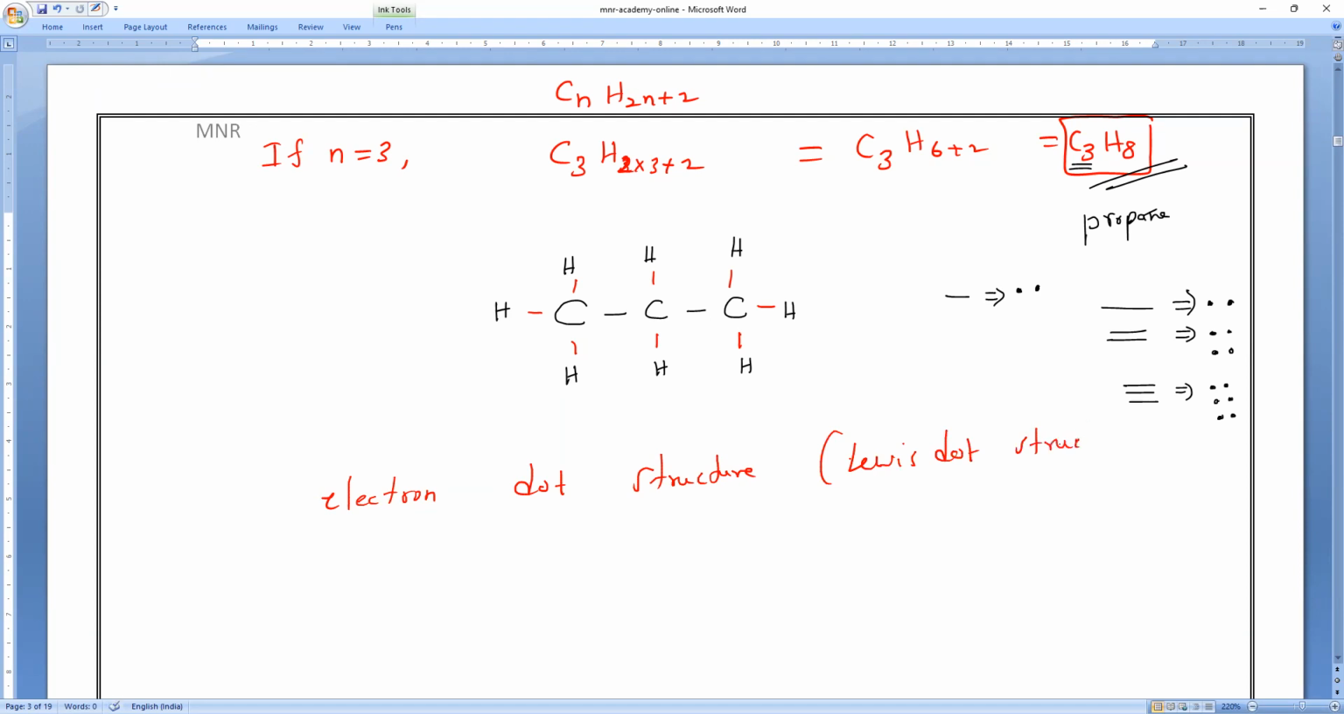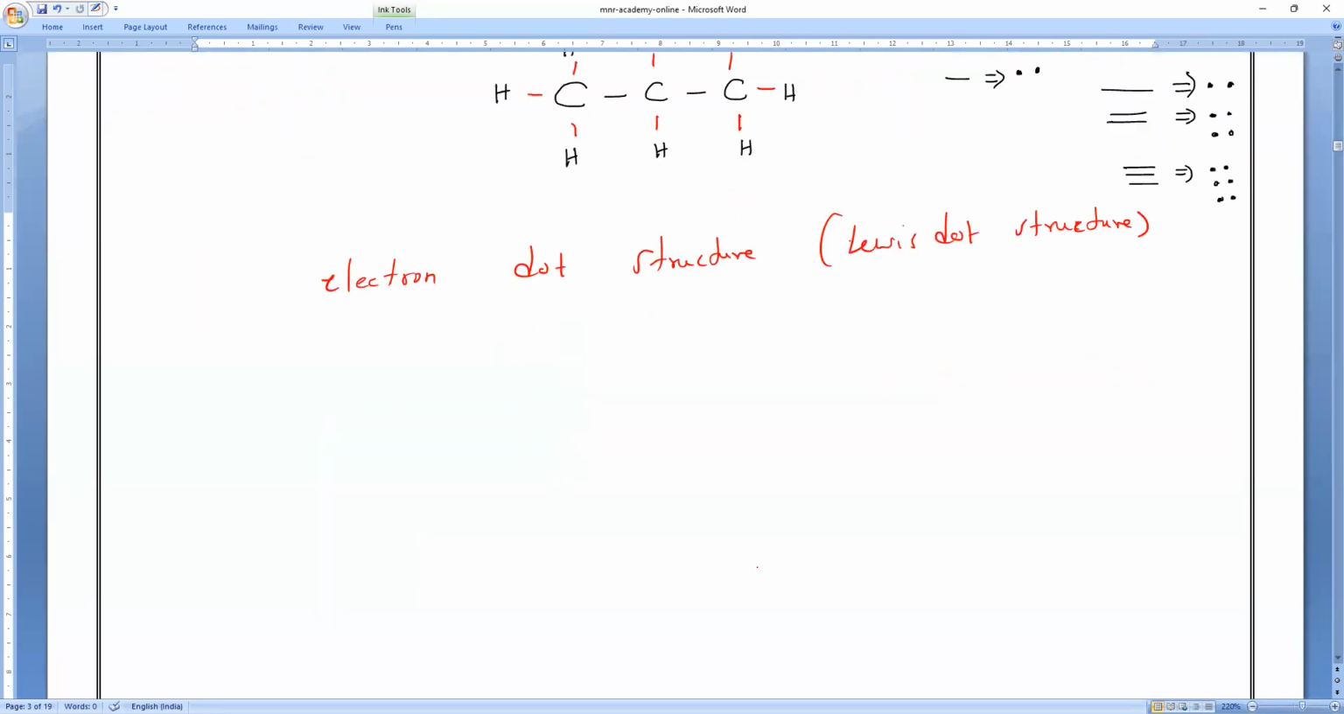Lewis dot structure. So what is this electron or Lewis dot structure? All of you see, very simple. What are the compounds we studied as examples? CH4, C2H6, C3H8. If you want, C4H10, I will write C5H12, C6H14, C7H16, C8H18, C9H20. So nothing is there, guys. Saturated hydrocarbons. Check it, everybody.